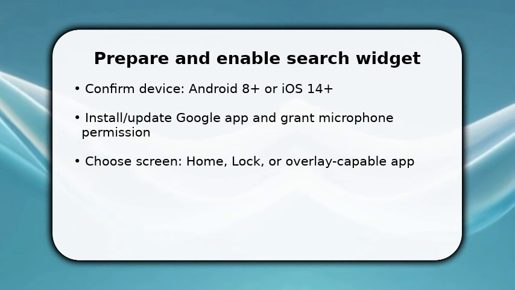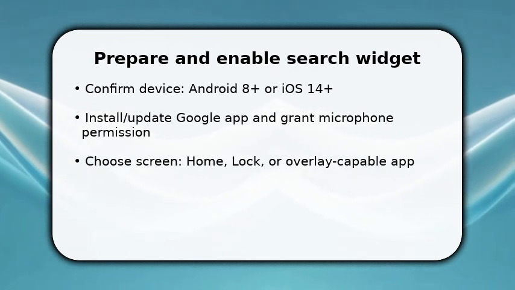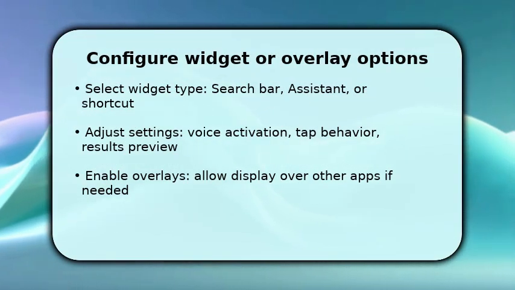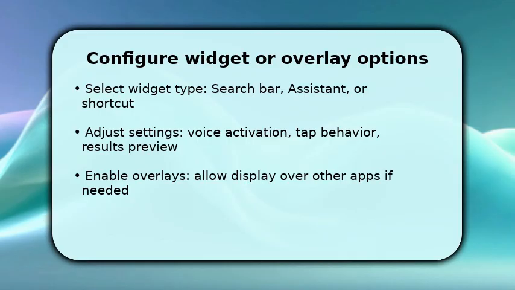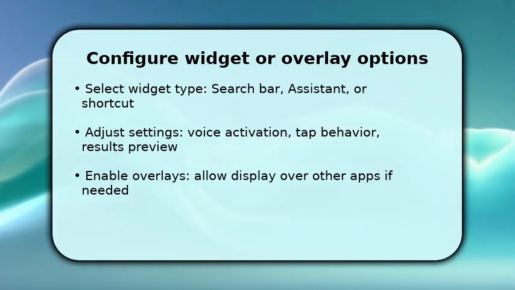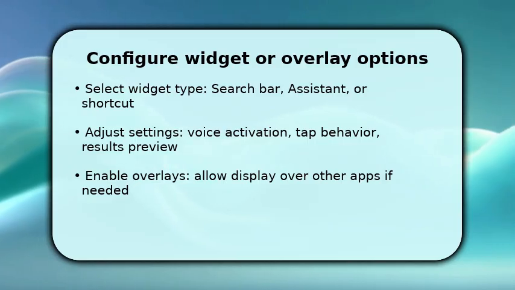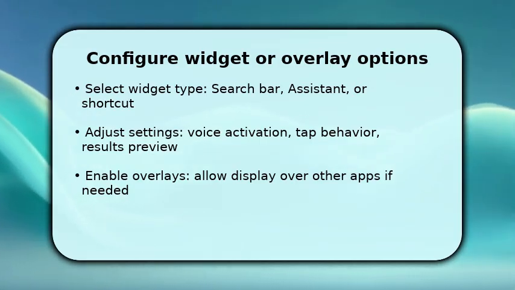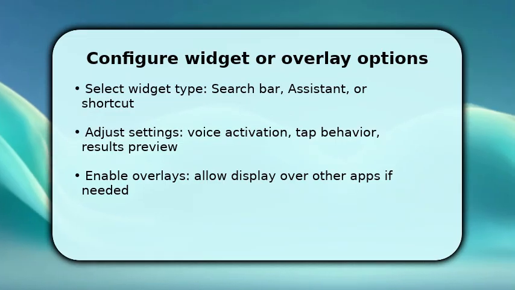layout. Now configure the widget or overlay and set behavior preferences. Tap the widget to open configuration. Choose search bar for typed input or assistant for voice-first use. Shortcuts launch direct queries. Then open Google App Settings to enable voice activation and decide whether results show as ambient cards or full screen. If you want search over other apps, grant the overlay permission in System Settings.